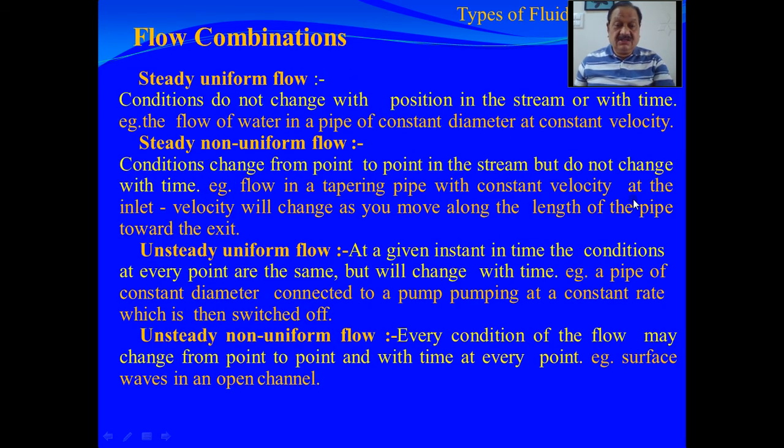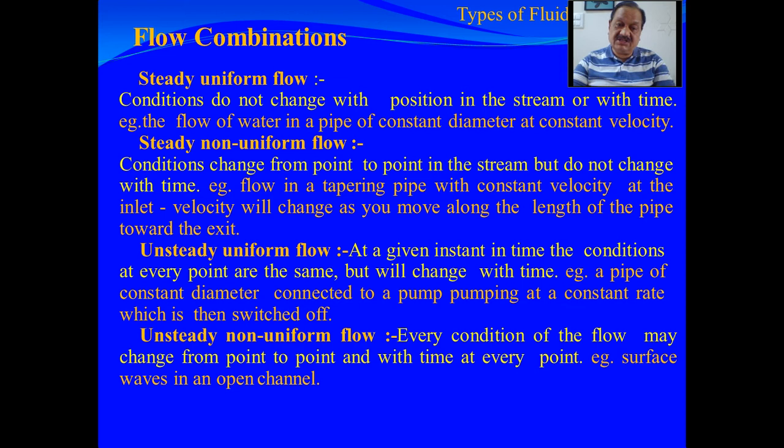There are flow combinations we usually get. The first one is steady uniform flow, in which conditions do not change with respect to the position in the stream as well as with respect to the time. The example is a flow of water in a pipe of a constant diameter at a constant velocity. Then steady non-uniform. In this, conditions change from point to point in the stream but do not change with respect to the time. The example is the flow in a tapering pipe with a constant discharge. At the inlet the velocity will change as you move along the length of the pipe towards the exit.